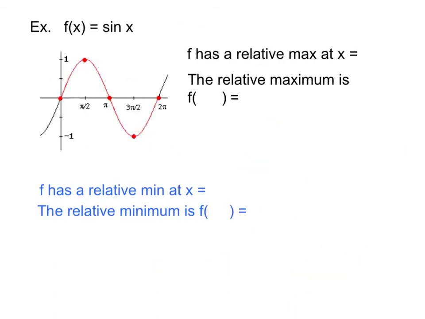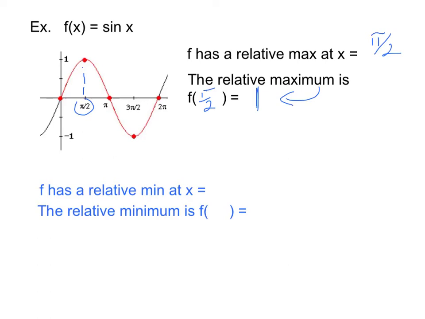So here's a function, f of x equals sine x. We'll look at the sine graphs a lot more later on in the year. But the question says f has a relative maximum at x equals what? Well, what x value is there a high point on the graph? That high point we can see is happening right here when x is equal to pi divided by 2. And the relative maximum is the function's value at pi over 2, so f of pi over 2, which is equal to 1. So that relative maximum has a value of 1.